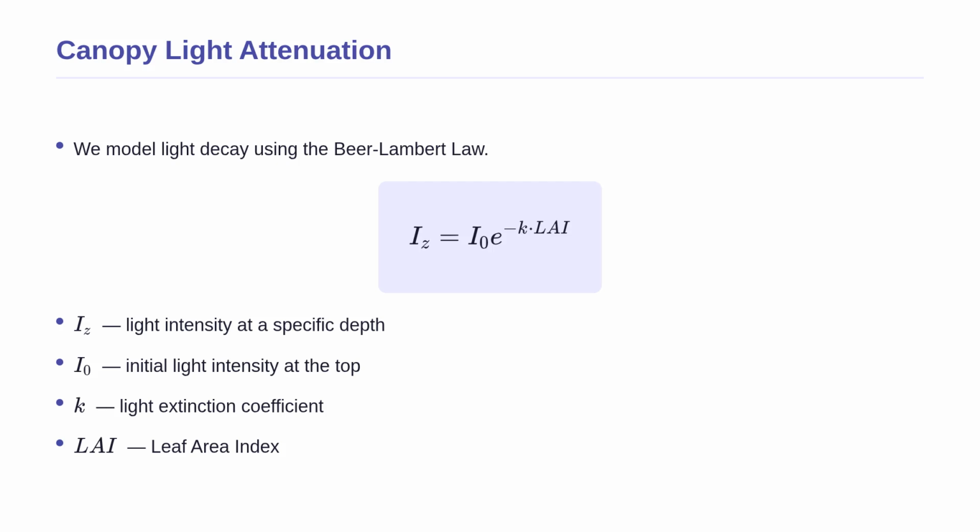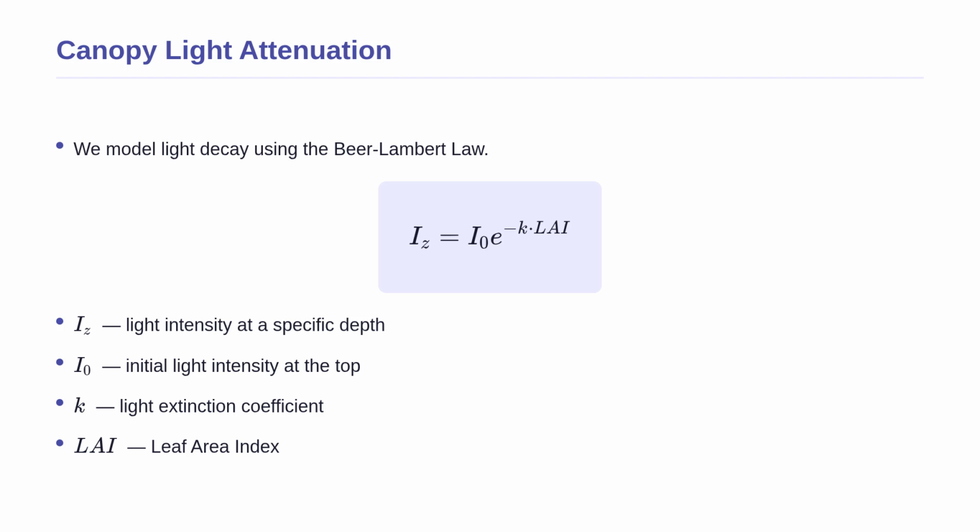This brings us to the mathematical model ecologists use to calculate this loss of sunlight, known as the Beer-Lambert law for canopy light attenuation. Let us break down the formula. I sub z represents the light intensity at a specific depth within the forest. I sub 0 is the initial light intensity hitting the very top of the canopy.